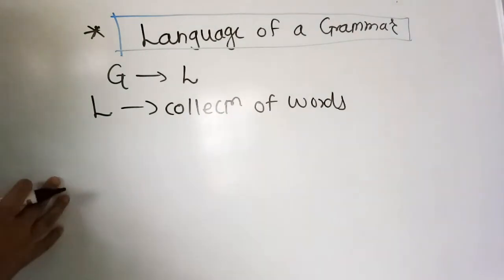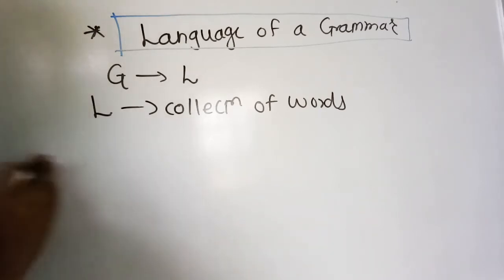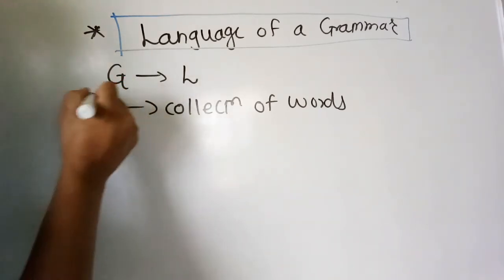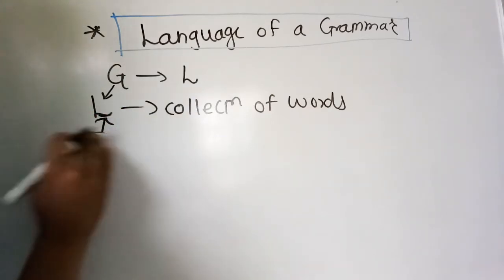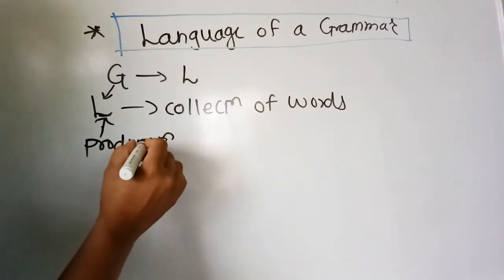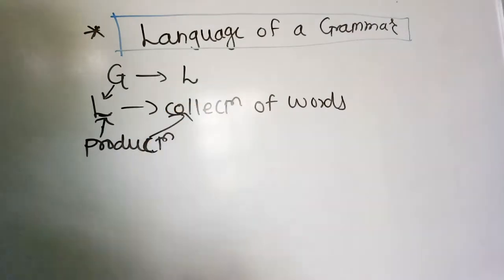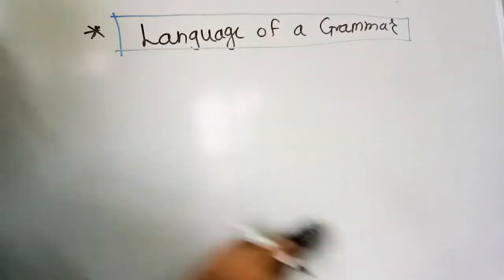Language is nothing but the collection of words, and these words are generated by applying productions. Grammar builds a language, and the language is generated by a number of productions, and a finite number of these productions will generate different words. So, derivation of a string should start from the start symbol and the final string should consist of terminals. These are some rules related to the language of a grammar.